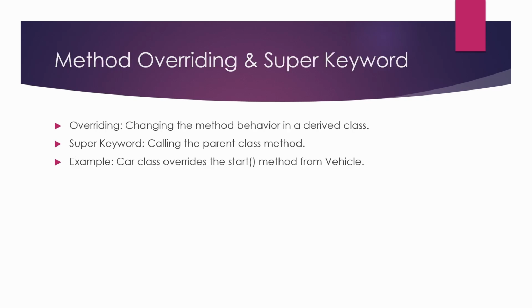Next, we have method overriding and the super keyword. Method overriding allows a derived class to provide its own implementation of a method that is already defined in the base class. Using the super keyword, we can call methods from the parent class, enabling us to extend or modify the inherited behavior. For example, a Car class might override a start method from the Vehicle class to include specific functionality.